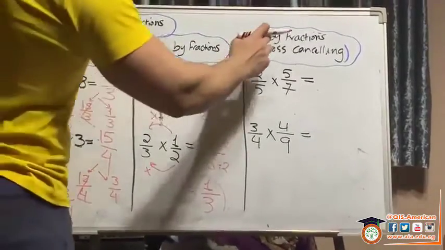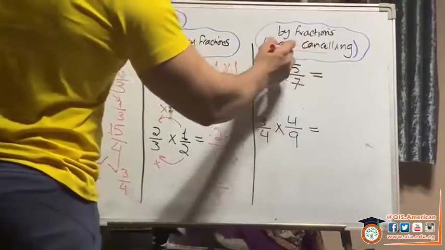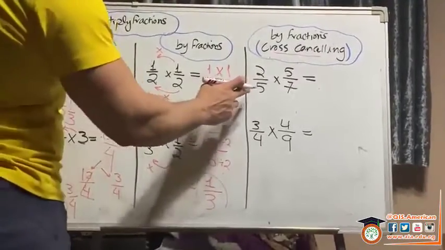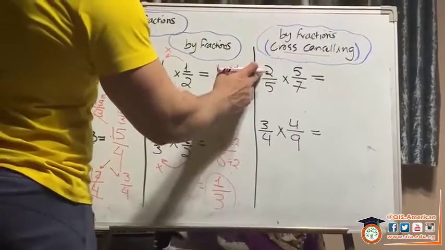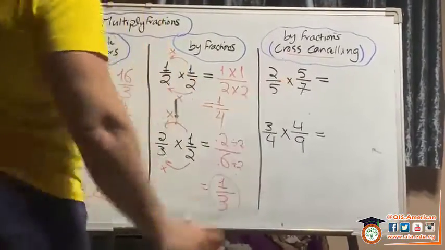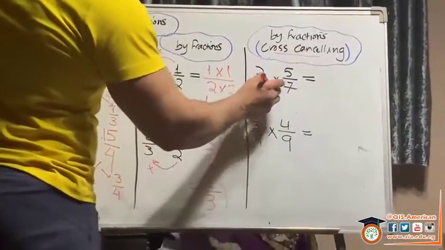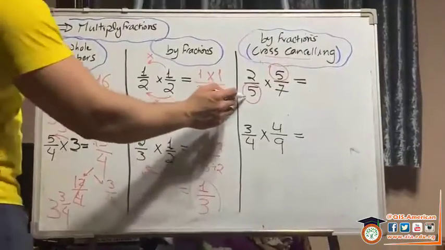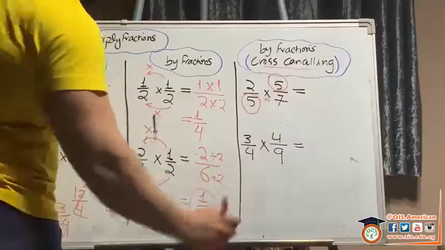Okay, here we're going to talk about multiplying fractions by fractions, but we're going to use something called cross-canceling. If we ever stumble upon a multiplication of fractions that goes like this, 2 over 5 multiplied by 5 over 7, you have to ask yourself something. Here I have 5 down, and here I have 5 above. So here there is 5 below, and here there is 5 above. And we are multiplying, right?